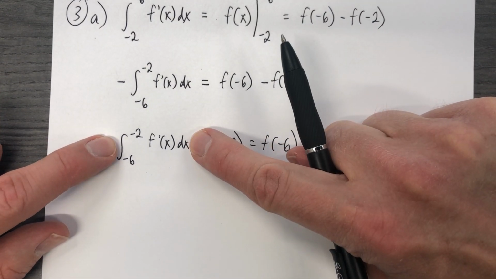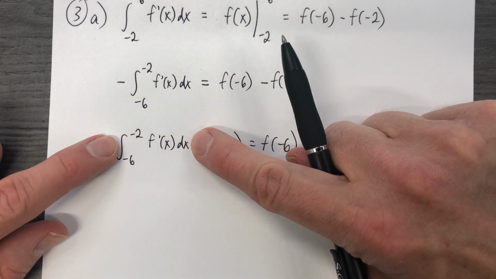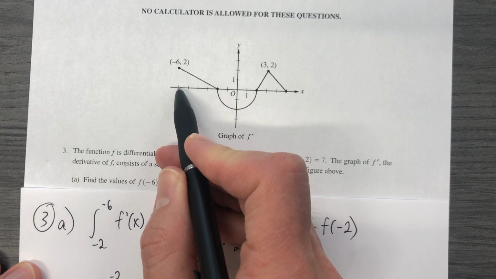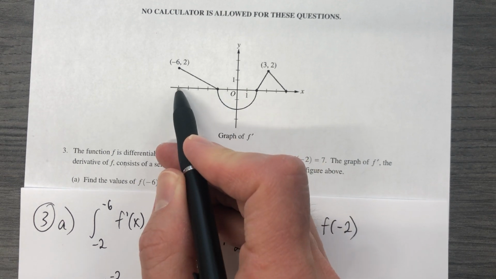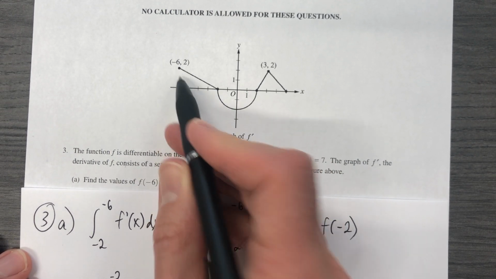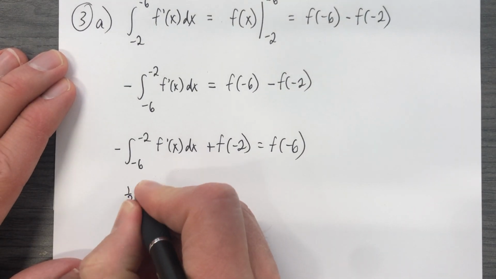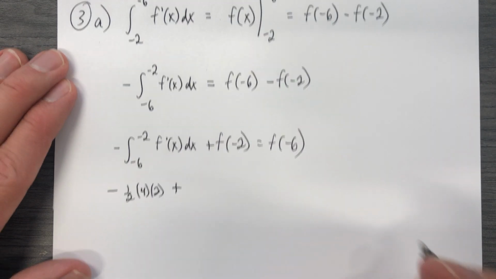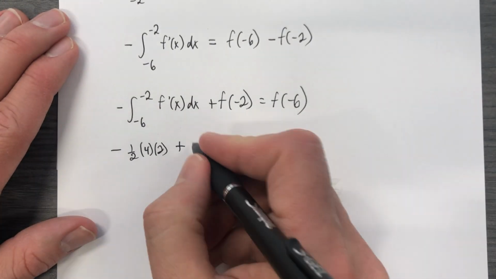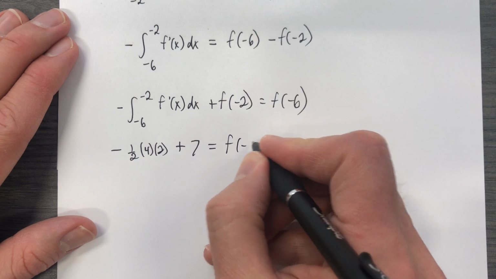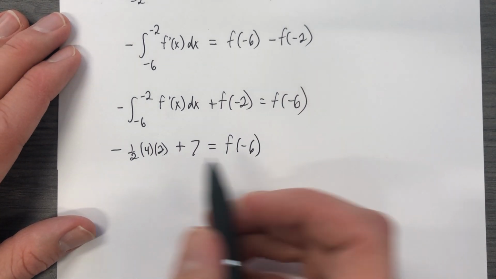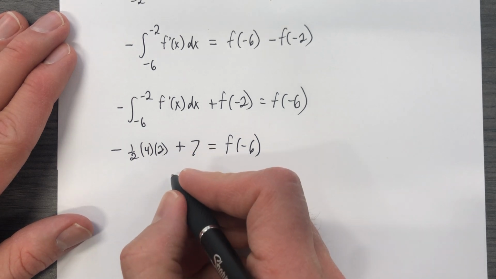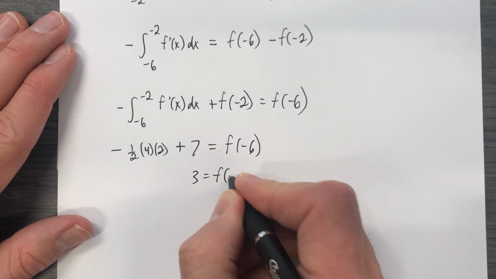This right here is the area of the triangle, again, from x equals -6 to x equals -2. So it's 1/2 base, excuse me, base times height. Base is 4, height is 2. So 1/2 times 4 times 2, don't forget that negative, plus f of -2, lucky us, they told us what it is, that would be 7. And that is equal to f of -6, which is what they're asking for. So this is going to give me, let's see, -4 plus 7, so 3 is f of -6.